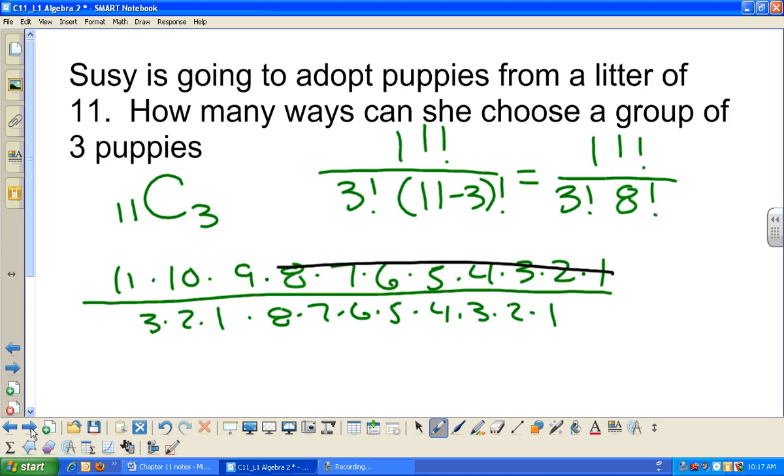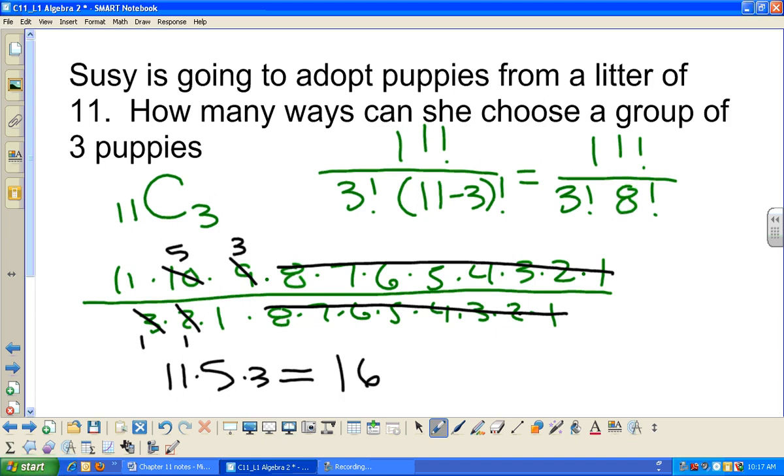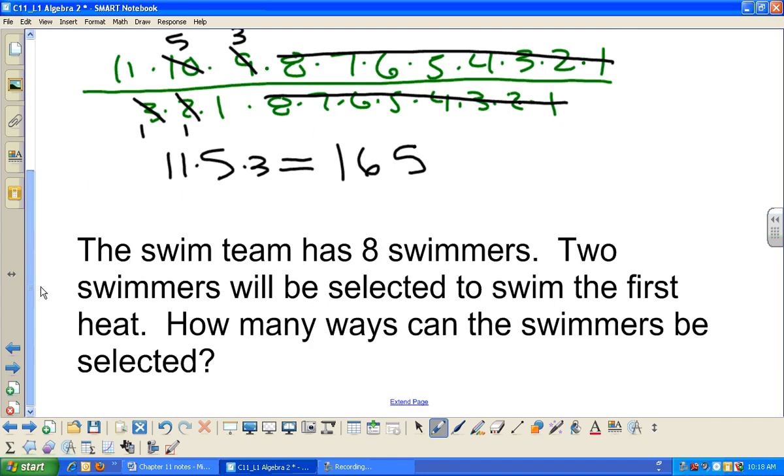So all my 8's cancel each other out. So I could have saved time if I remember that all my 8's cancel each other out. And then I can cancel this 3 with the 9. And I can cancel this 2 with my 10. So I'll have 11 times 5 times 3, which is equal to 165. So the reason that order does not matter here, she's still going to get the same exact 3 puppies. It doesn't matter if she picks the white one, black one, then brown one. It's still that combination of 3 puppies.